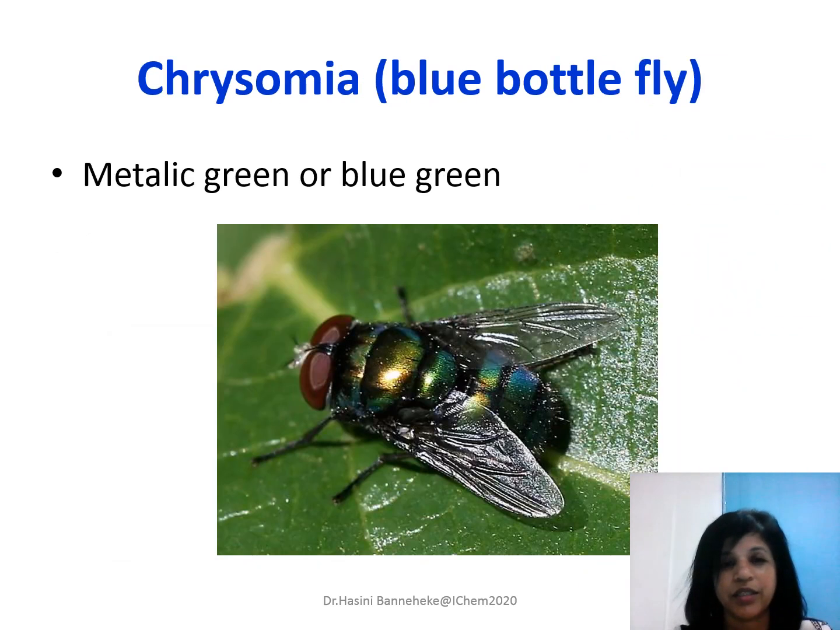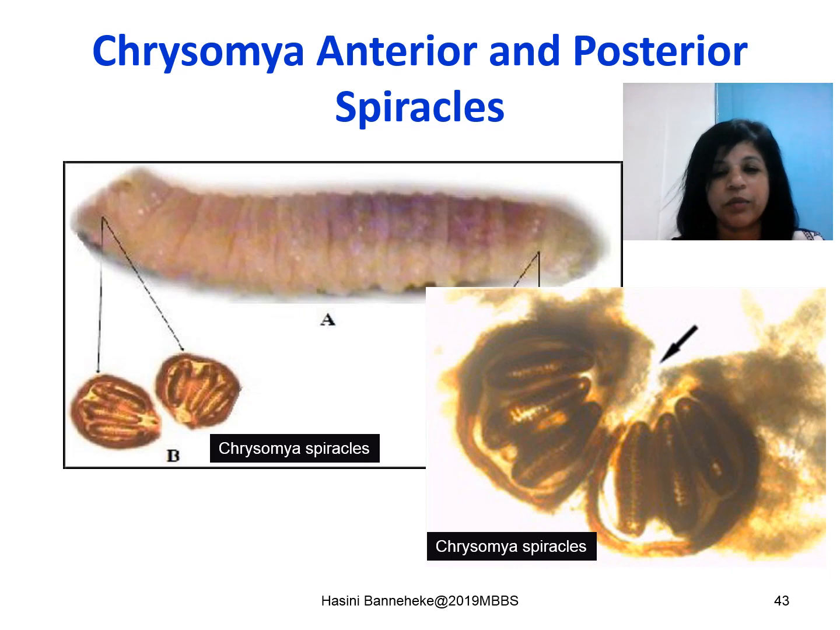So, moving on, the chrysomia, the blue bottle fly. The name is given because of the appearance. You can see that it has a green appearance, and these are commonly seen on feces or such material, animal manure and all that. So they also have the same life cycle stages, and their spiracles are placed on both anterior and posterior ends, and this is how their spiracles look.